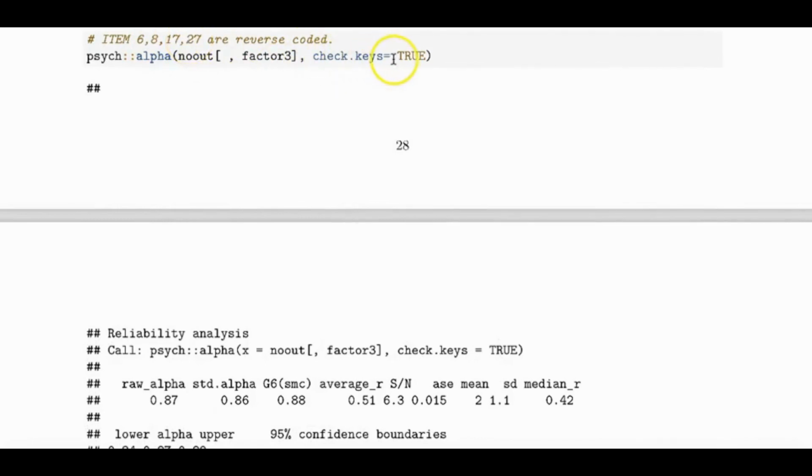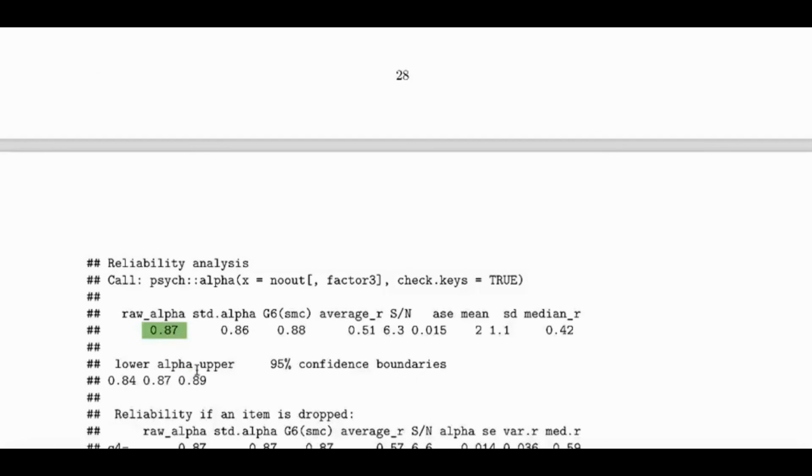So you have two options here. You can use the keys argument and then give it the vector with the columns that need to be recoded. I personally just like using this one, check.keys equals true. I'm telling the function, you check if I have reverse coded items, I don't care. And then it finds them.